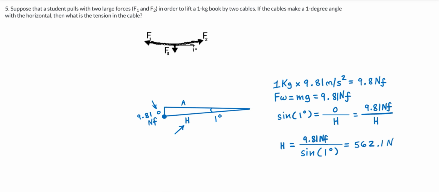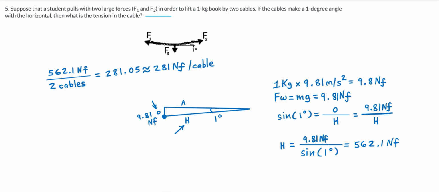We get 562.1 newtons force total divided into two cables. So that's 281 newtons force per cable, or 63.1 pounds force per cable.